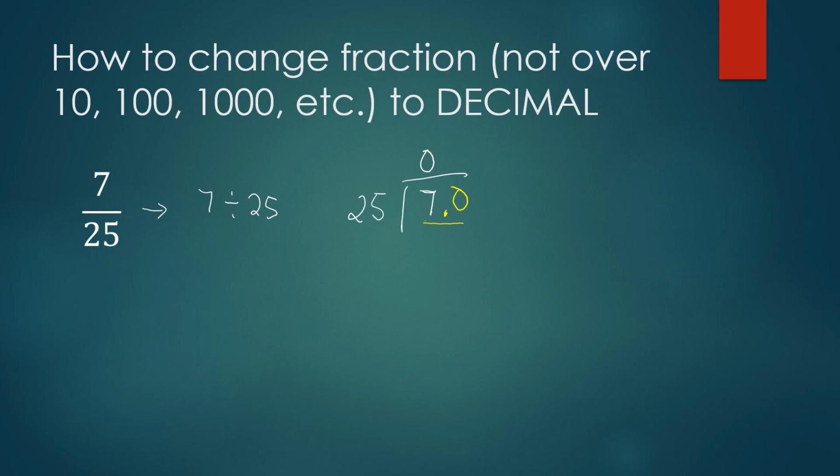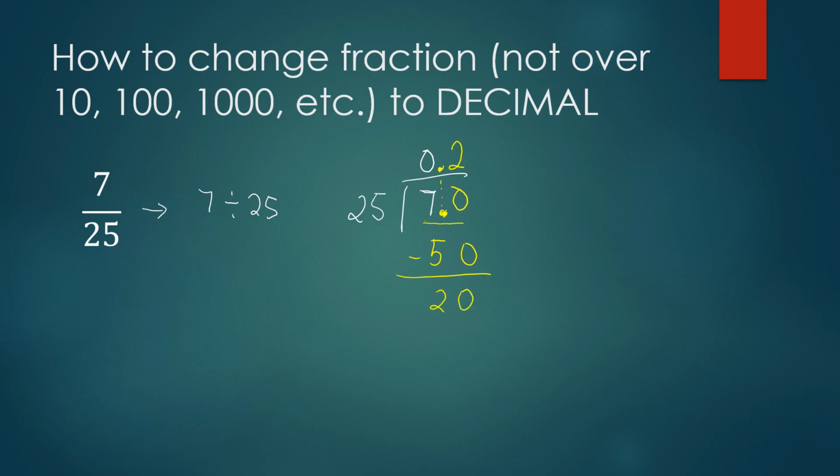Again, pretend that the decimal point doesn't exist. So 70 divided by 25. How many 25s can we take from 70? By the way, if we put 0 here, on top of it is also a decimal point. So again, how many 25s can we take from 70? Only 2. 2 times 25 is 50. And then we subtract, the remainder is 20.